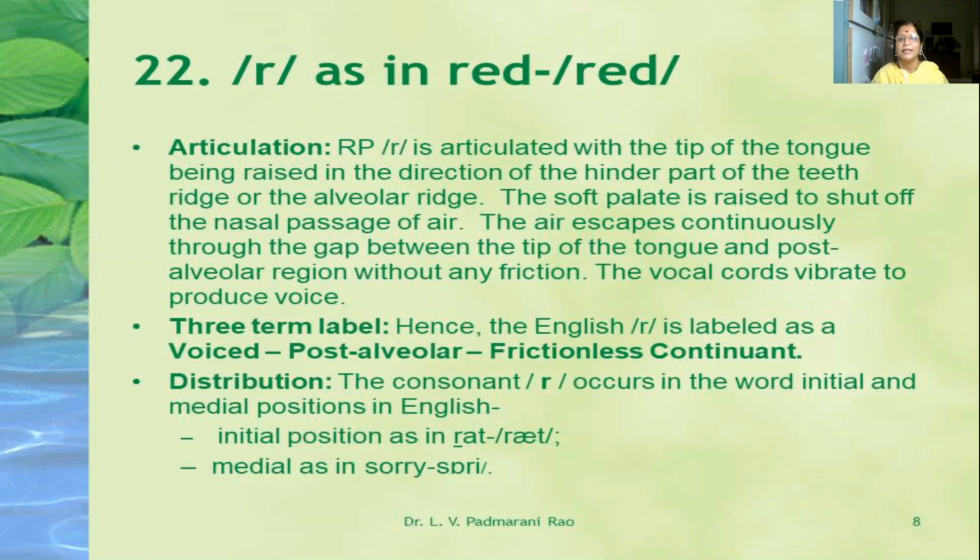Distribution wise, in English words, r occurs in the word initial and word medial position only. Word finally, it never occurs because the word final r is silent in English. You could find r in the initial position, as in the example rat, and in the medial position, as in sorry. We don't find the frictionless continuant occurring in the word final position.